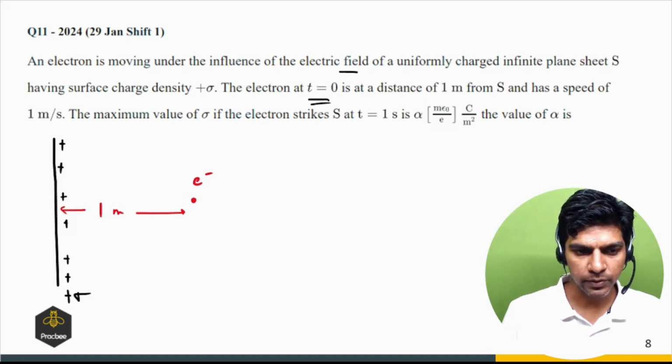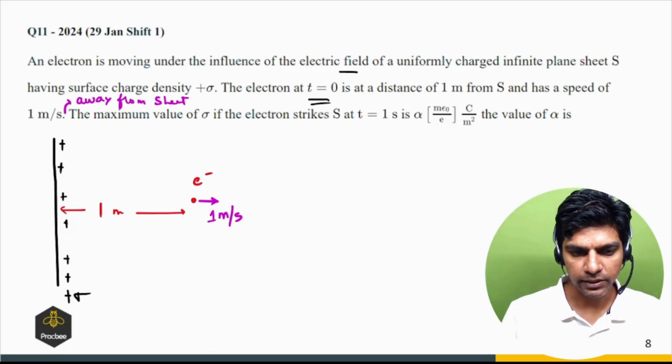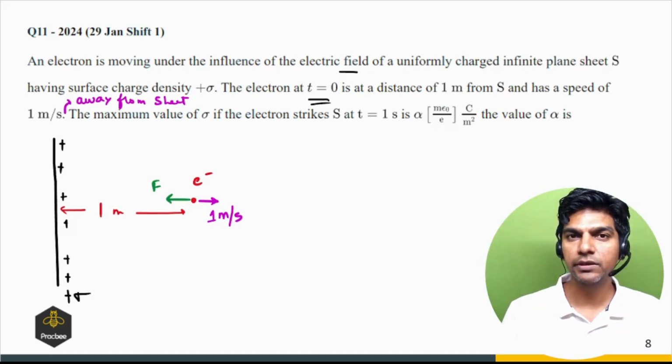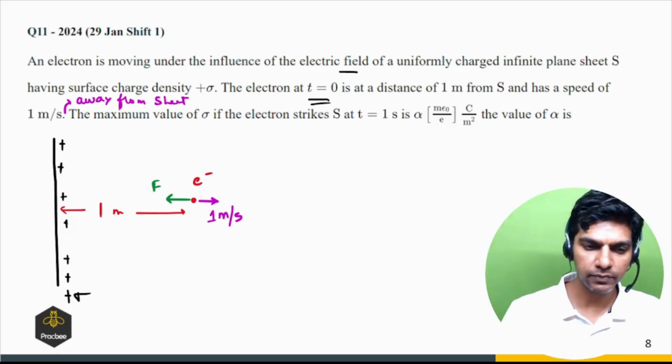Okay, so that is not mentioned here, but this speed is away from the sheet. So the speed is in the right direction, that is 1 meters per second. And if I show the force, the electron will experience an attractive force that will be in the left direction, and due to this attractive force there will be an acceleration in the left direction.